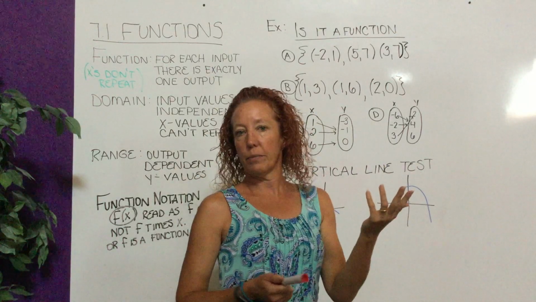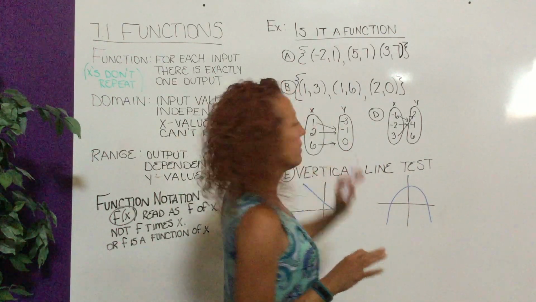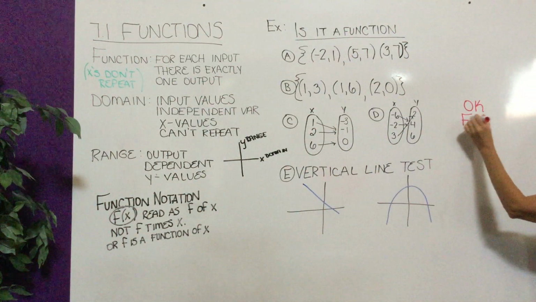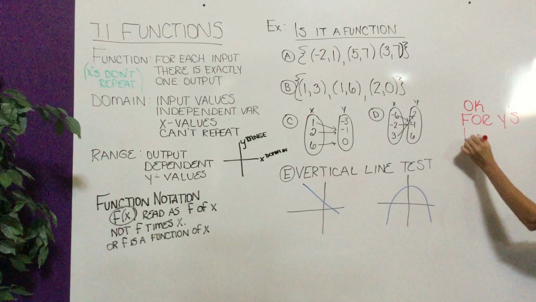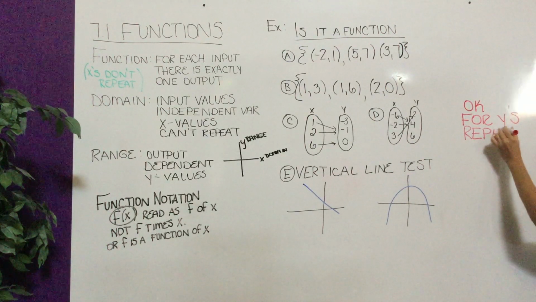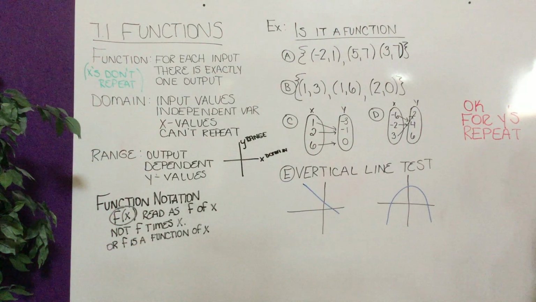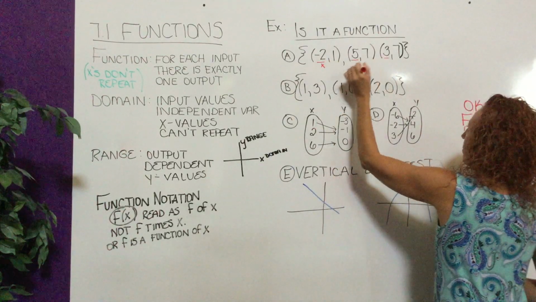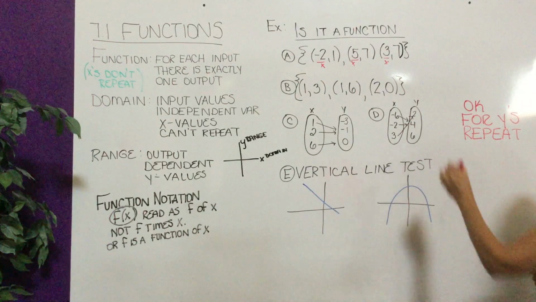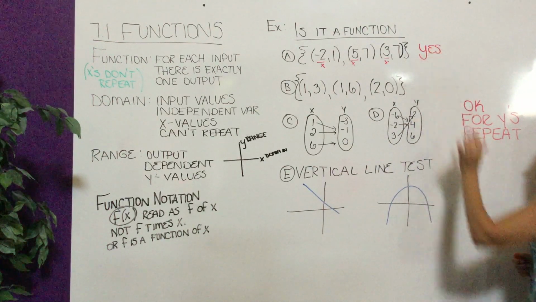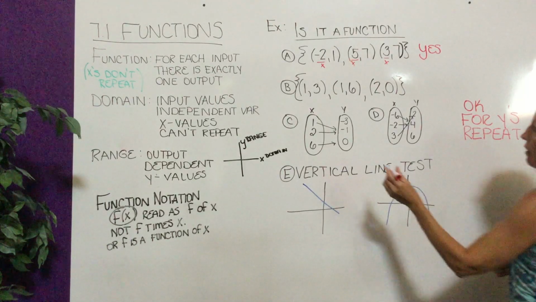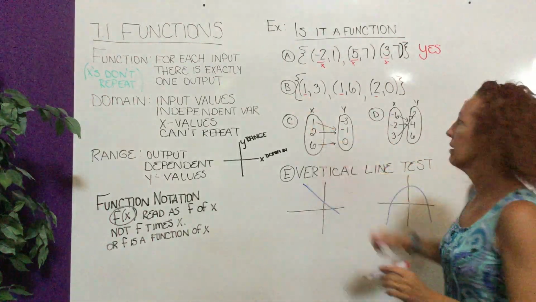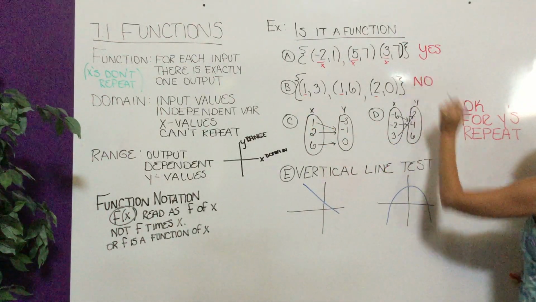And so do the x's repeat is basically the question you're asking. Y's can repeat. It is okay for y's to repeat. It is not okay for the independent variable. It is okay for the dependent variable. So if you remember, it always goes x, y. So here are my 3 different x's. They're all different. Yes, this is a function. For B, here are my 3 x's, 1, 1, and 2. So because that repeats, it cannot be a function.